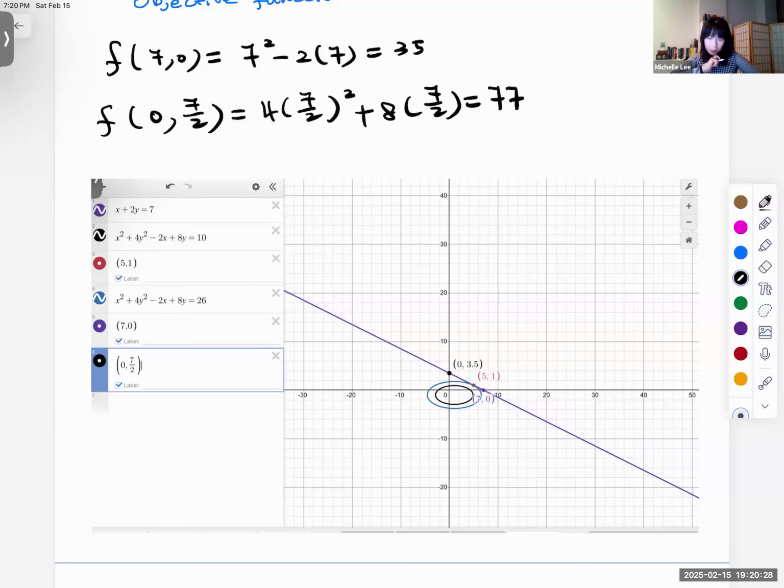Okay, so why do we pick the x-intercept and y-intercept? So this is the x-intercept, and this is the y-intercept, right? So this is the line. Look at the line. That's the constraint function, x plus 2y equal to 7. And this is the objective function. Constraint, objective function, right?